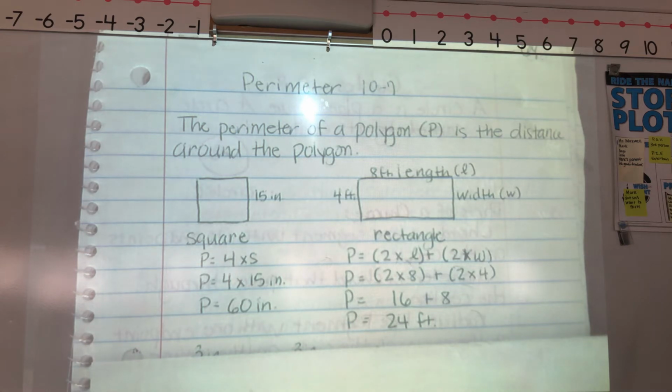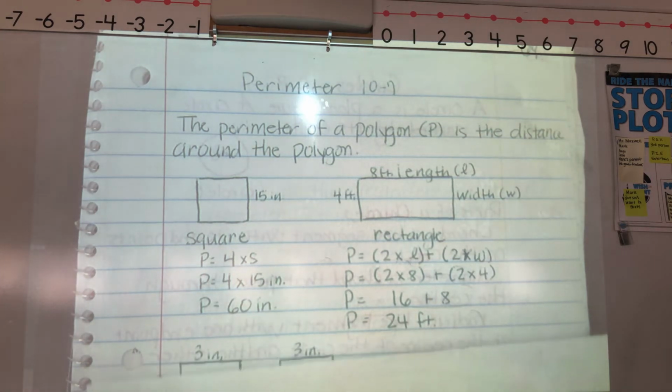Square, I can just multiply the number by 4. Rectangle, I can't do that. I have to multiply the length by 2, the width by 2, and then add that up to get my entire perimeter. Now, sometimes we may have shapes that don't fit into the formula like that.